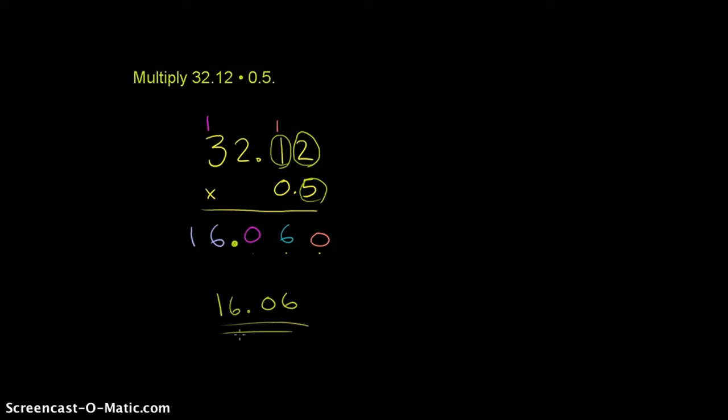16.06. Now the last thing you want to do is just make sure that this makes sense. You have a number that's almost 32 and we're multiplying it by 0.5. Remember, 0.5 is the same thing as 5 over 10, which is the same thing as 1/2. So we're really multiplying 32.12 times 1/2. We're trying to figure out what 1/2 of 32.12 is. And, well, half of 32 is 16, and then half of 0.12 is 0.06, so this makes complete sense.